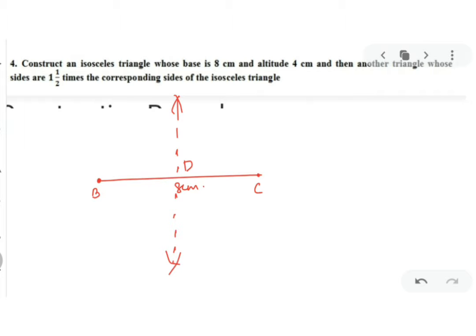Now, taking D as a center, you have to draw an arc with radius 4. Why radius 4? Because altitude is 4. So, I have marked this as 4. Perfect. Can I mark this point as A? Yes. Now, you have to join AB and AC. And this is your main required triangle.